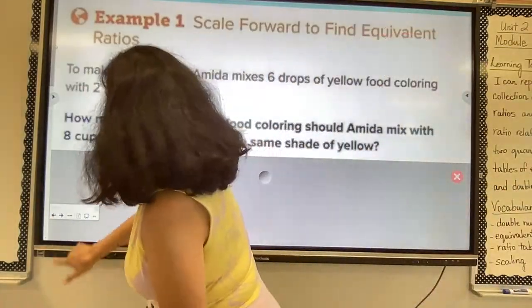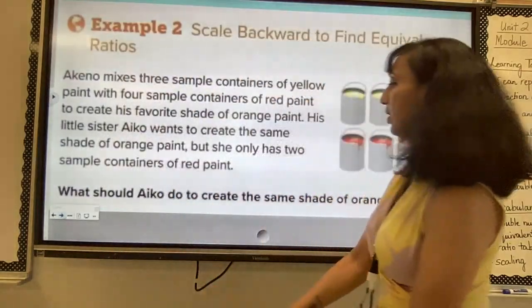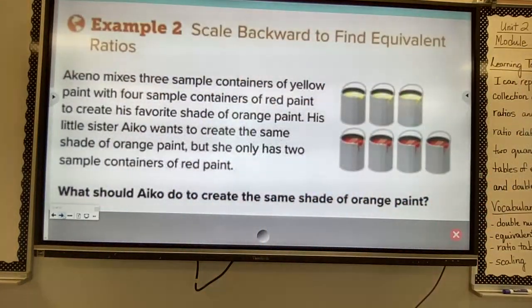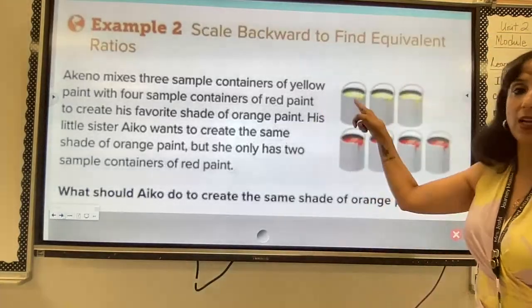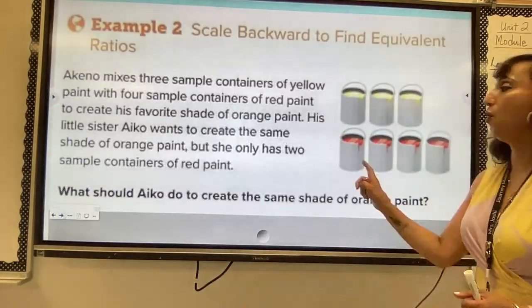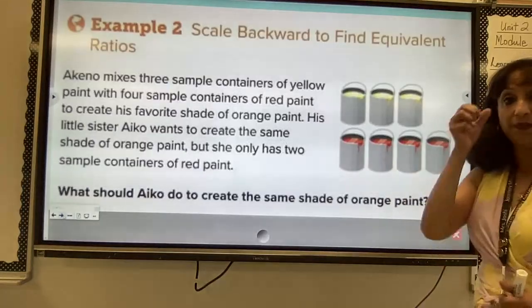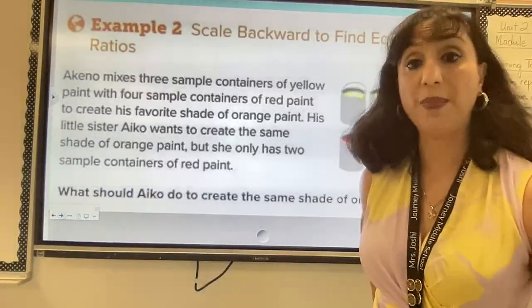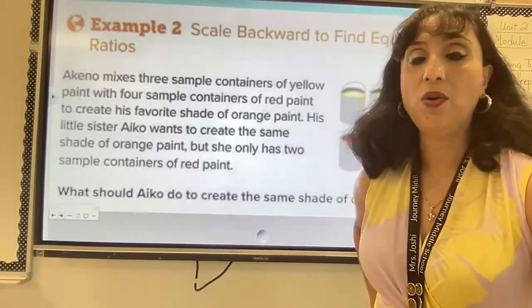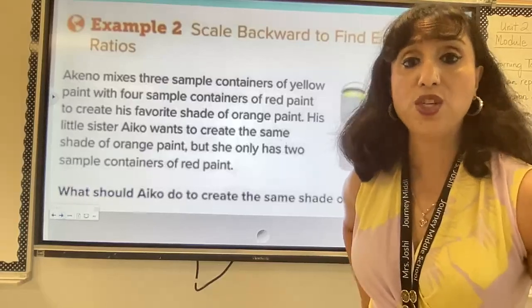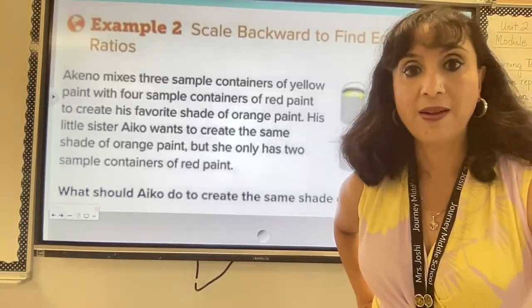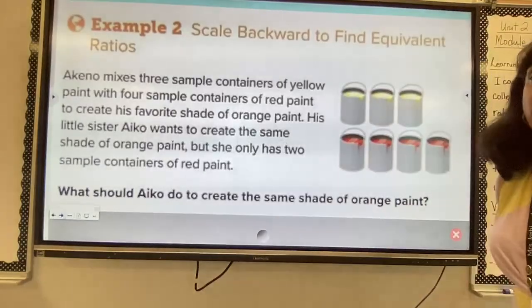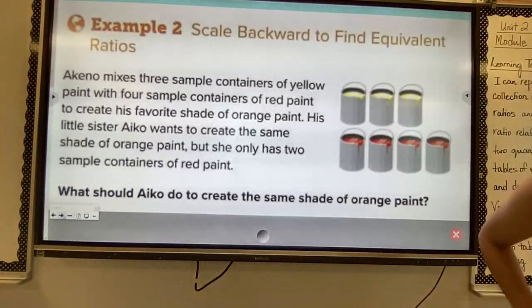Okay, let's do another problem. Look at the question. Aquino mixes 3 sample containers of yellow paint with 4 sample containers of red paint to create his favorite shade of orange paint. His little sister Echo wants to create the same shade of orange paint, but she only has 2 sample containers of red paint. What should Echo do to create the same shade of orange paint?